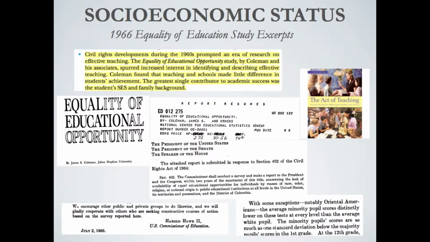I've included some excerpts here to support the notion that socioeconomic status does have significance in the classroom. And clearly, reading through the document and the statistics, it's quite long. It's about 790 pages. It does have one excerpt that I thought was worth mentioning here. And it says, with some notable exceptions, Oriental Americans, the average minority pupil, scores distinctly lower on these tests at every level than the average white pupil. I thought that was interesting and it furthered a little more research.